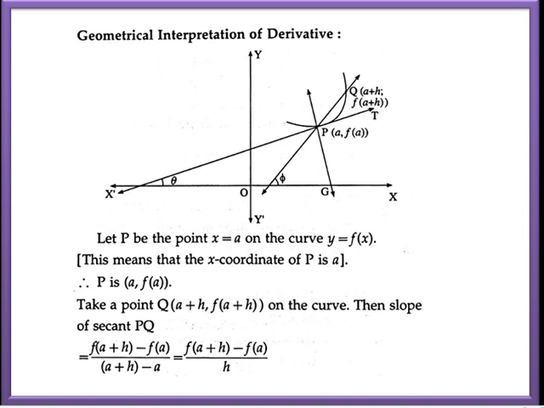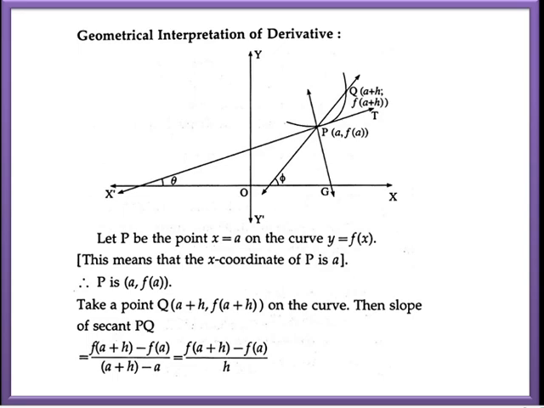Let P be the point x equal to a on the curve y equal to f(x), that is, the x coordinate of the point P is a. Now this point lies on the curve y equal to f(x), so the y coordinate will be f of a. So P has coordinates (a, f(a)). Take a point Q, (a plus h, f of a plus h), on the curve.